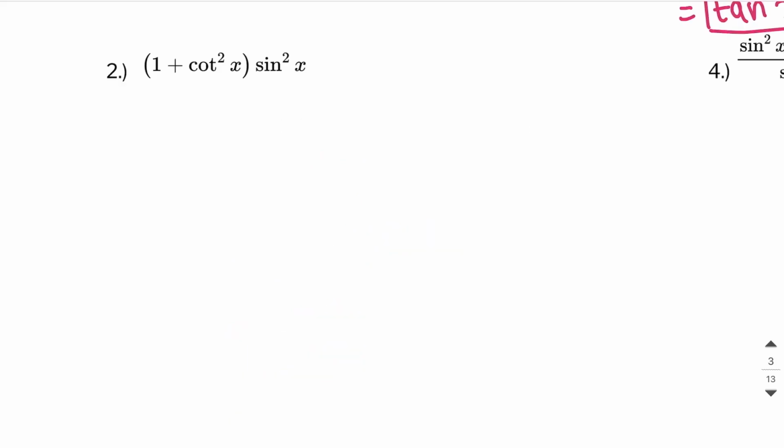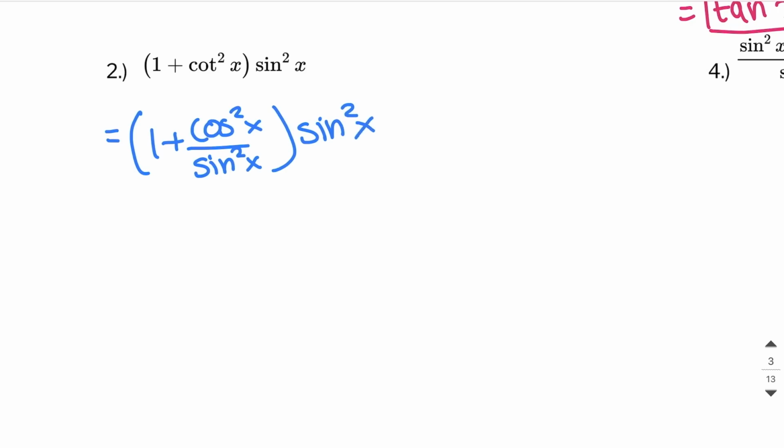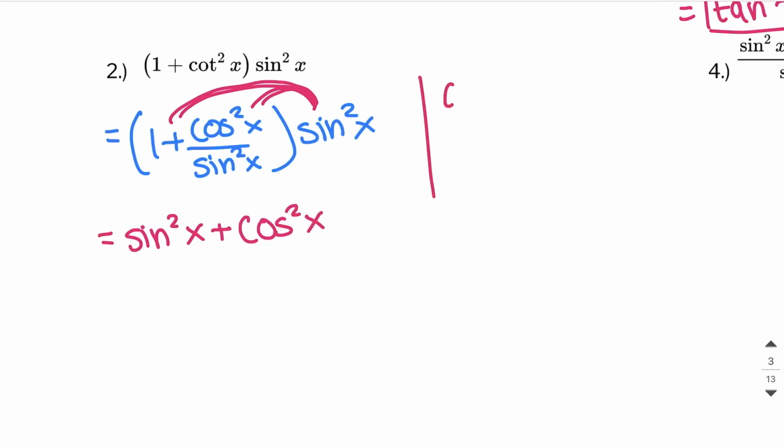All right, on this one right here, I'm going to change everything into sine and cosine if possible. So I'm going to write down 1 plus, I know that cotan squared x is cosine squared x over sine squared x. And then I'm going to copy down times sine squared x. And now I'm just going to distribute this through here. So sine squared x times 1 is just sine squared x. And then sine squared x times cosine squared x over sine squared x would end up being just cosine squared x.